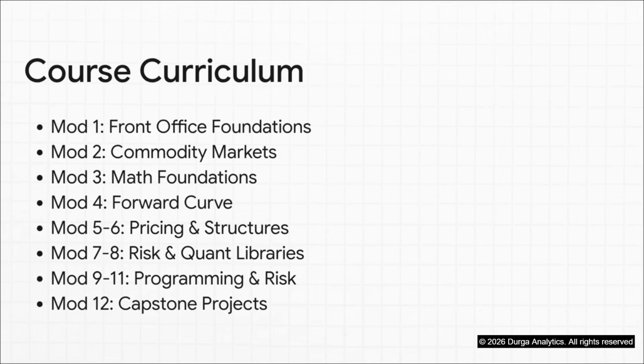From here, you'll tackle commodity markets in Module 2, learning how physical gas and power actually behave. Then Module 3 covers mathematical foundations like Monte Carlo methods. Module 4 gets into forward curve construction. Modules 5 and 6 tackle pricing. 7 and 8 handle risk and quant libraries. 9 through 11 cover programming and model risk, all leading up to your capstone desk projects in Module 12.